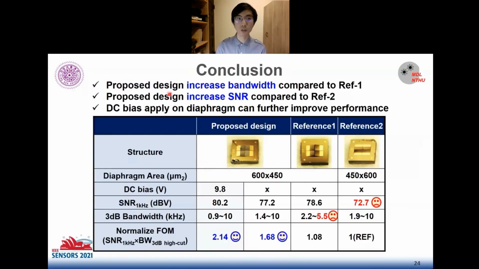So in conclusion, the proposed design increased bandwidth compared to reference 1 and increased the signal-to-noise ratio compared to reference 2. And the multiplication of these two has also been increased by 70%, just like the simulation. And if we apply the DC bias on the diaphragm, we can further improve the performance of the proposed design and other designs by the warpage reduction.